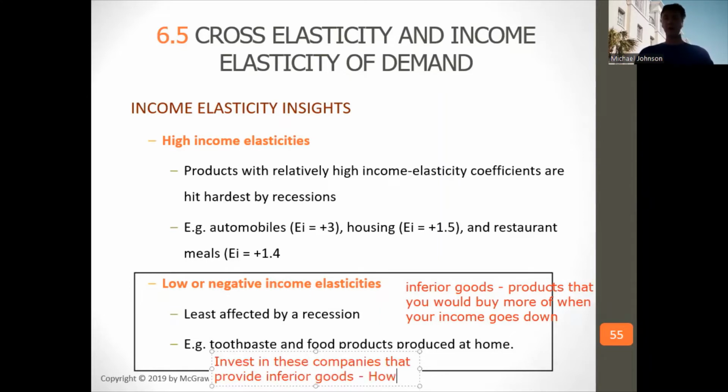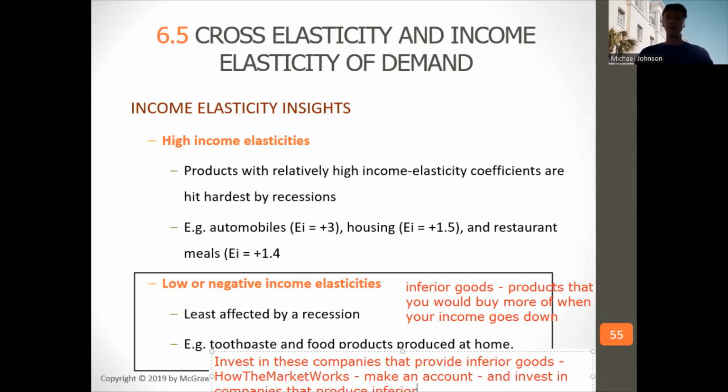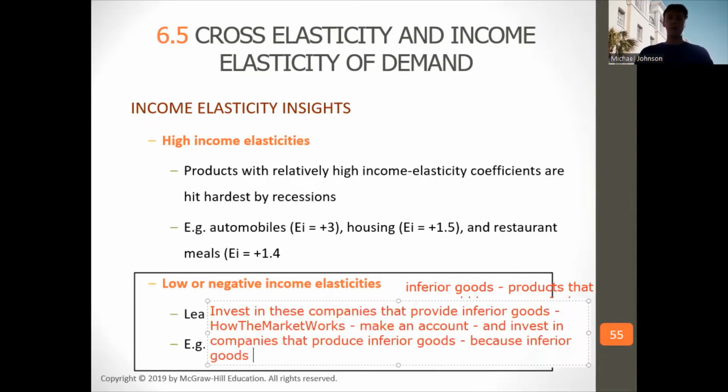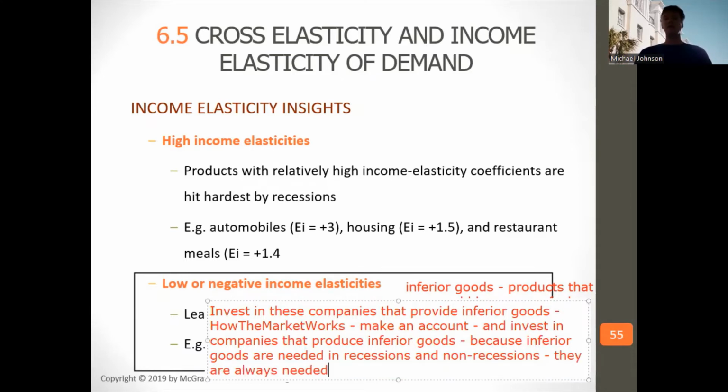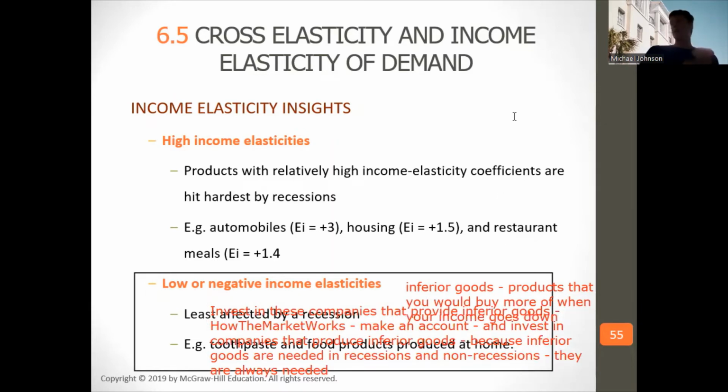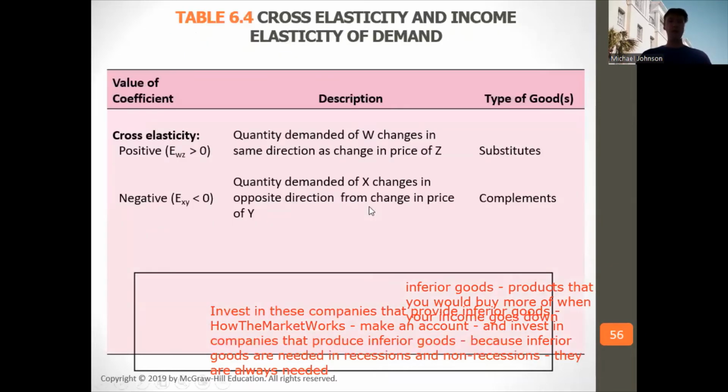Like how the market works, make an account and invest in companies that produce inferior goods, because inferior goods are needed in recessions and non-recessions. They are always needed, so they're good investments. So I highly recommend finding, on how the market works, companies that you can invest in that produce inferior goods, like the ones you listed in the chat.